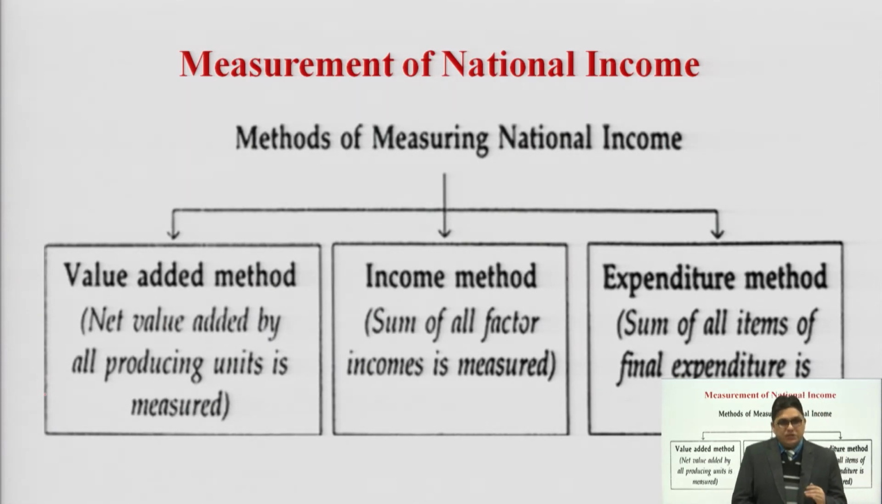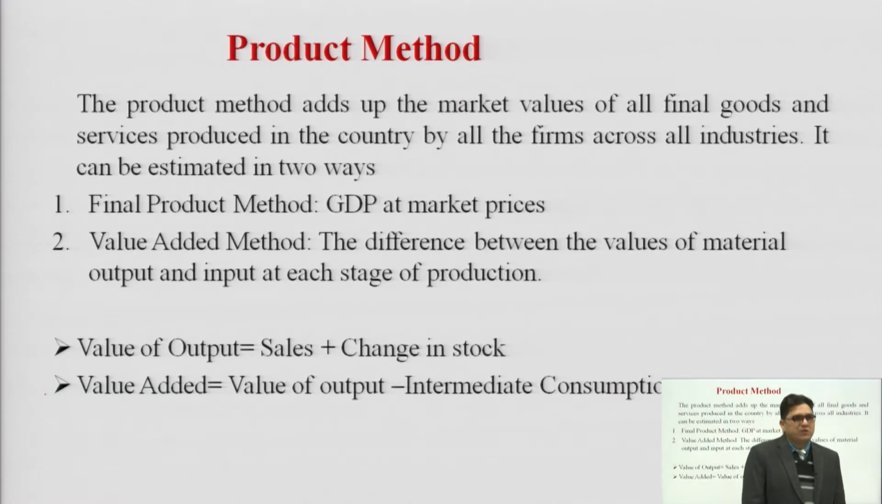I will be discussing each of them in detail, what exactly they are and how they are practically calculated, with one illustration of each. The first one is the product method. What is the product method? The product method adds up the market value of all final goods and services produced in the country by all the firms across the industries. It is quite easy to calculate.